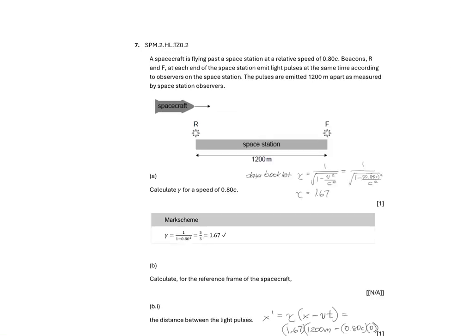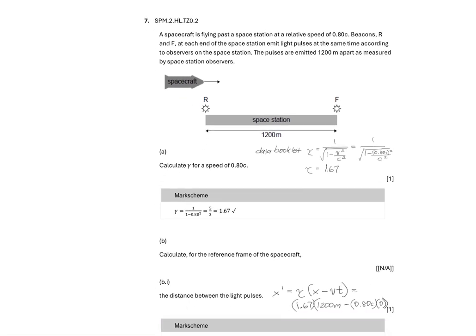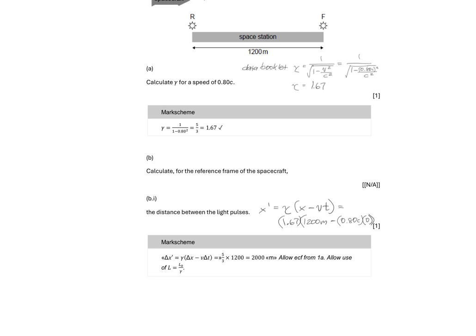So the first question, 7A, wants you to solve for the Lorentz factor, gamma, for a speed of 0.8 c, and gamma in the data booklet is given as 1 over radical 1 minus v squared over c squared. And so the speed of the spacecraft is 0.8 times the speed of light, so we put that in for v, and we get a Lorentz factor of 1.67, which agrees with the mark scheme. Then for B, it says first, find the distance between the light pulses for the reference frame of the spacecraft, so that's S prime.